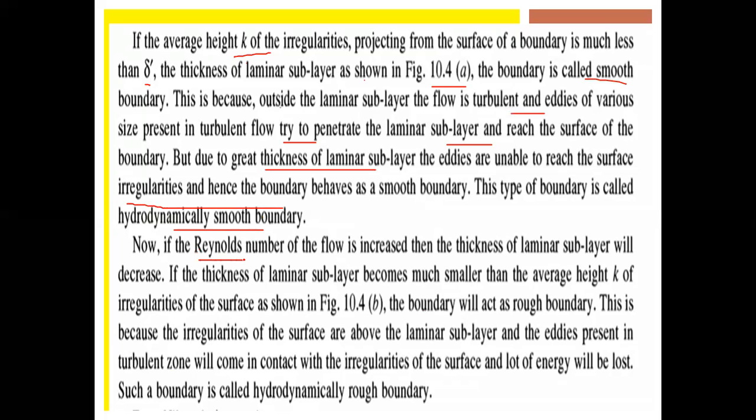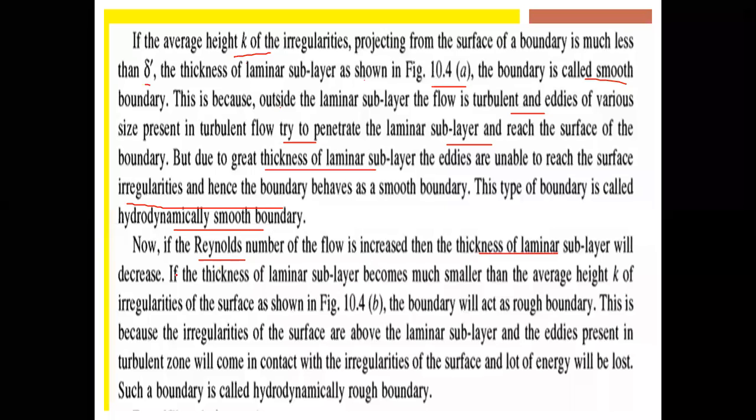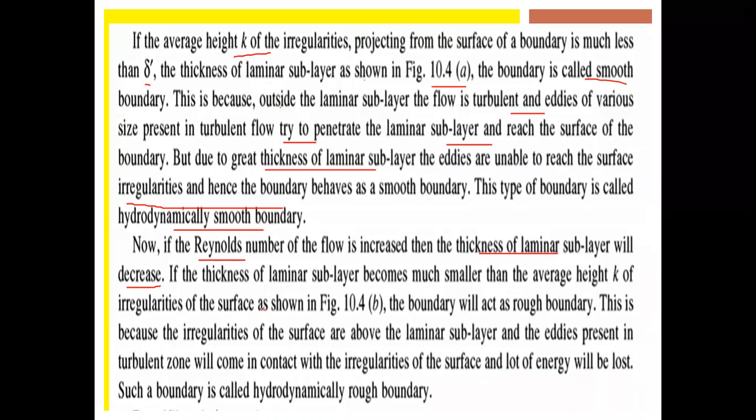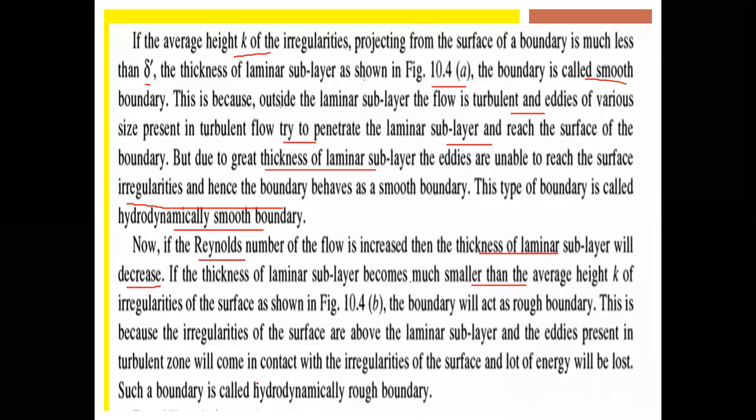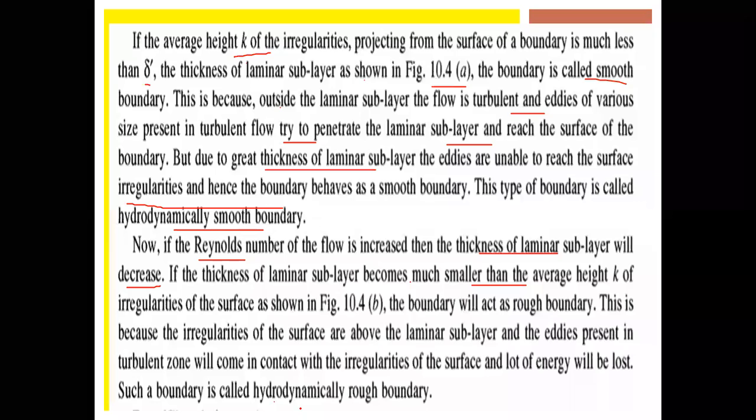Now, if the Reynolds number Re of the flow is increased, the thickness of the laminar sublayer will decrease. Then the thickness of the laminar sublayer becomes much smaller than the average height k. See figure B. When the distance is larger, k is smaller. When the distance is smaller, k is larger. Understood? That type of boundary we are calling a hydrodynamically rough boundary.